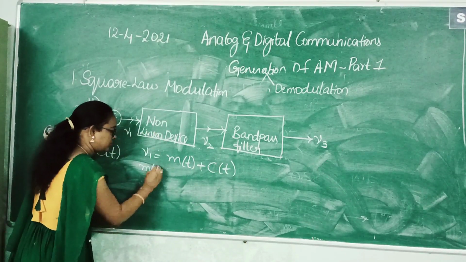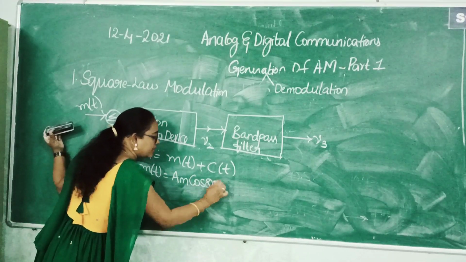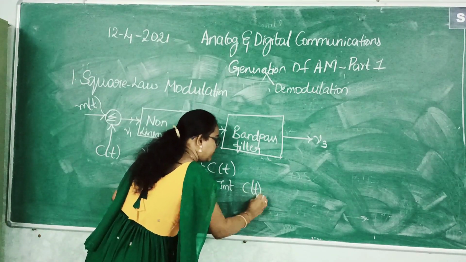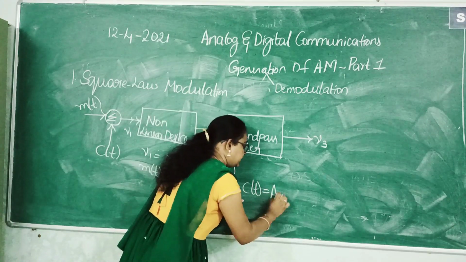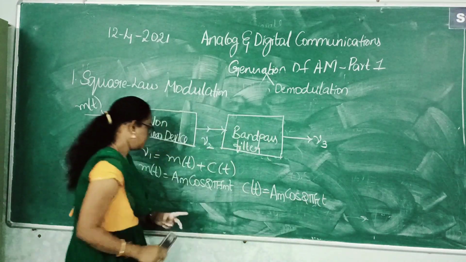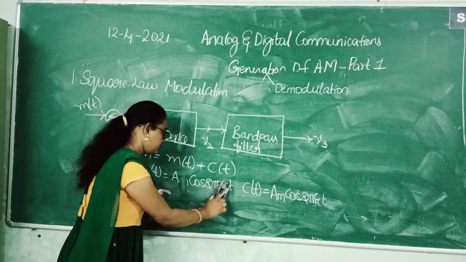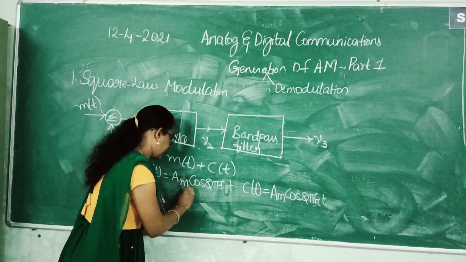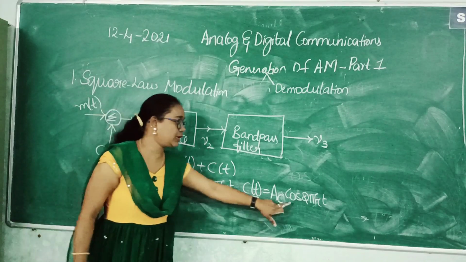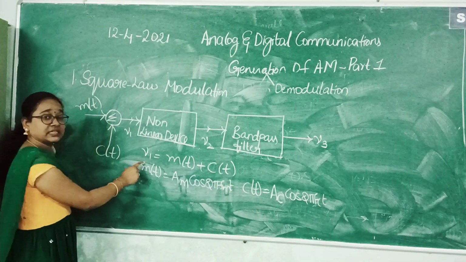What is M of t? M of t is Am cos 2 pi fmt. What is C of t? C of t is the carrier signal. Sorry, here this is the message signal, Am cos 2 pi fmt, whereas this is the carrier, so the amplitude is AC cos 2 pi fct. So now Am cos 2 pi fmt plus AC cos 2 pi fct is V1.